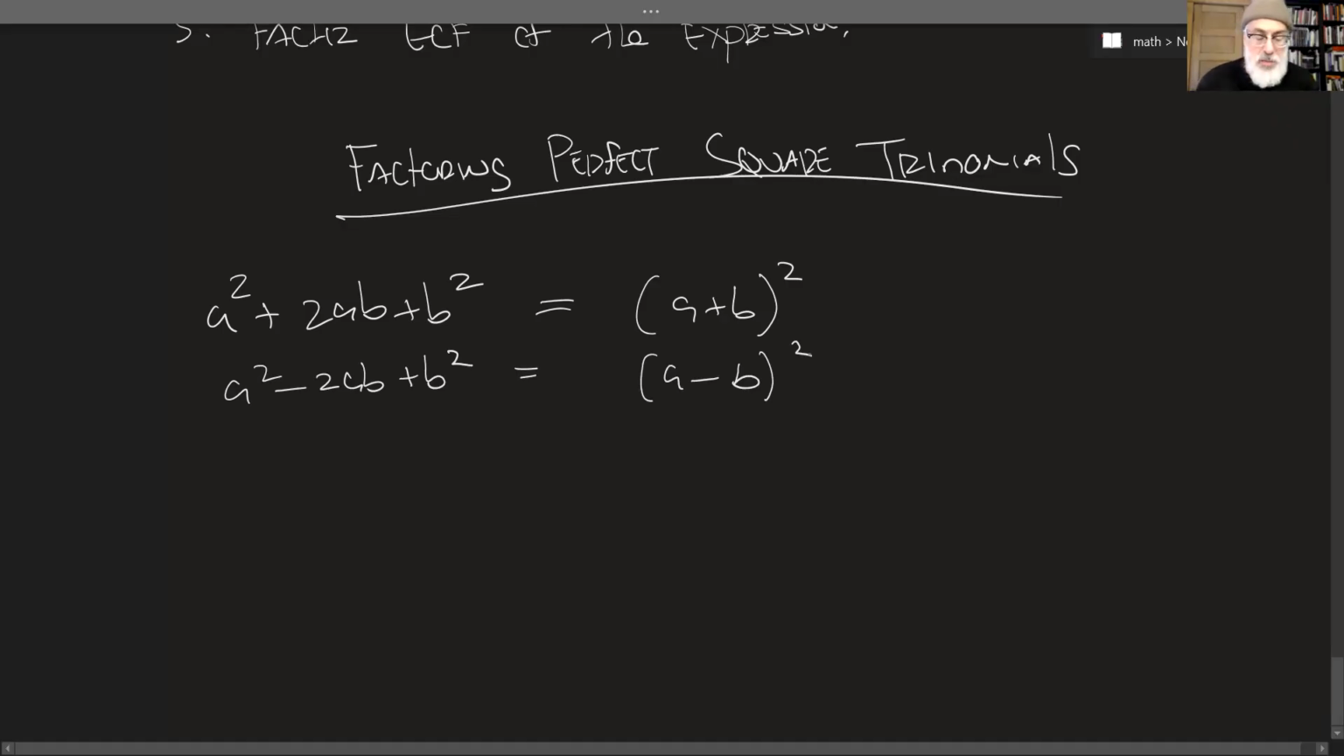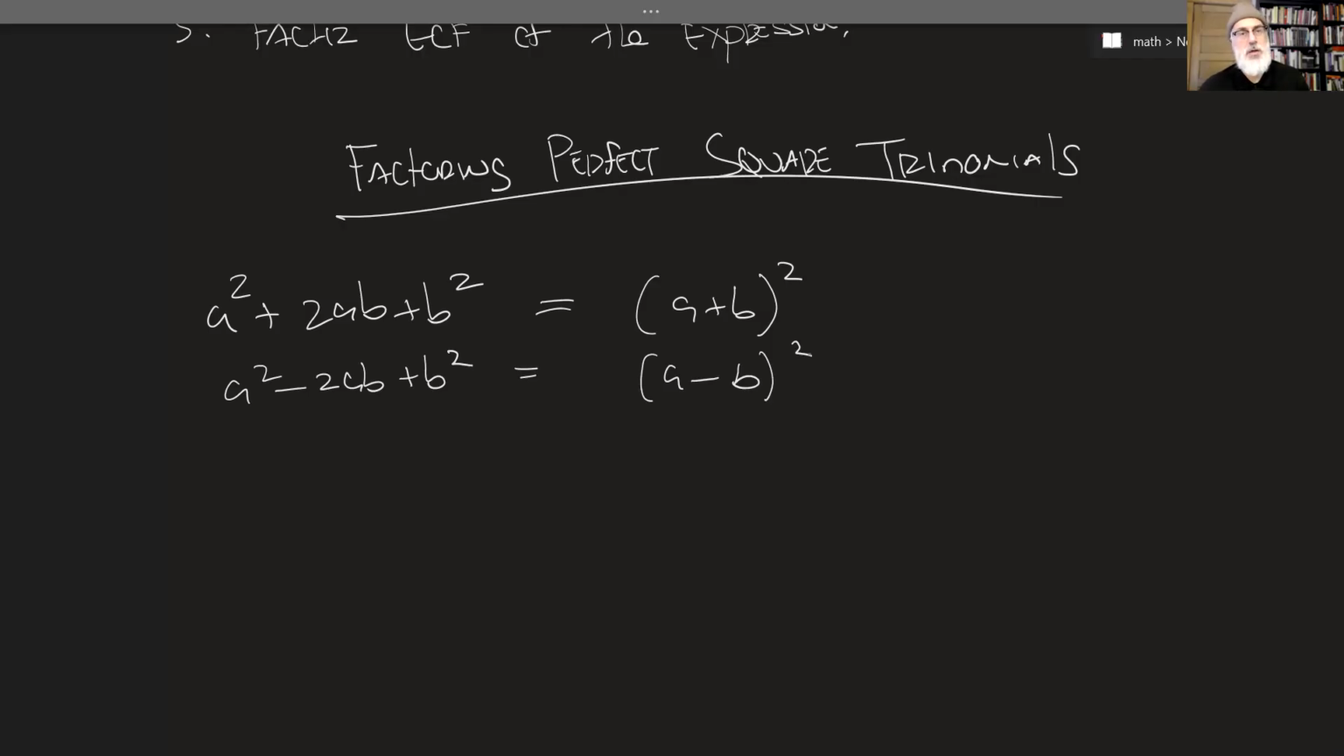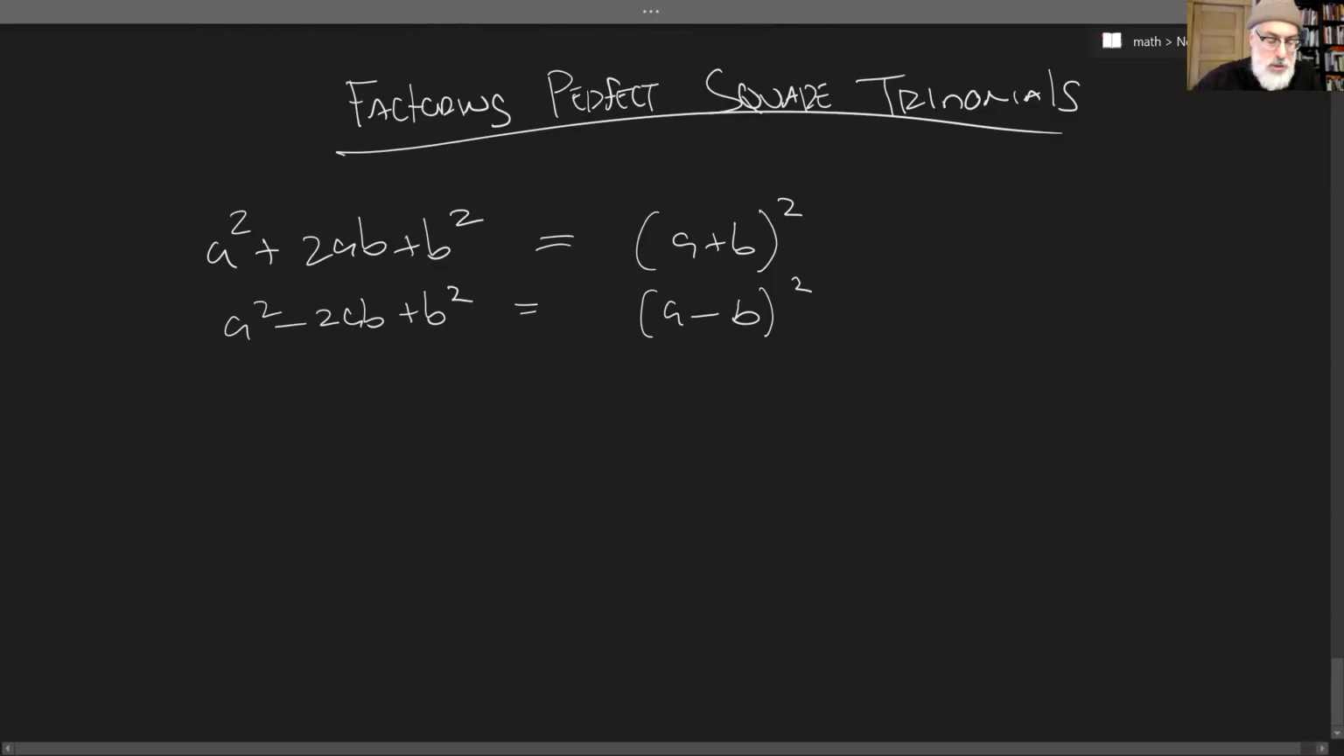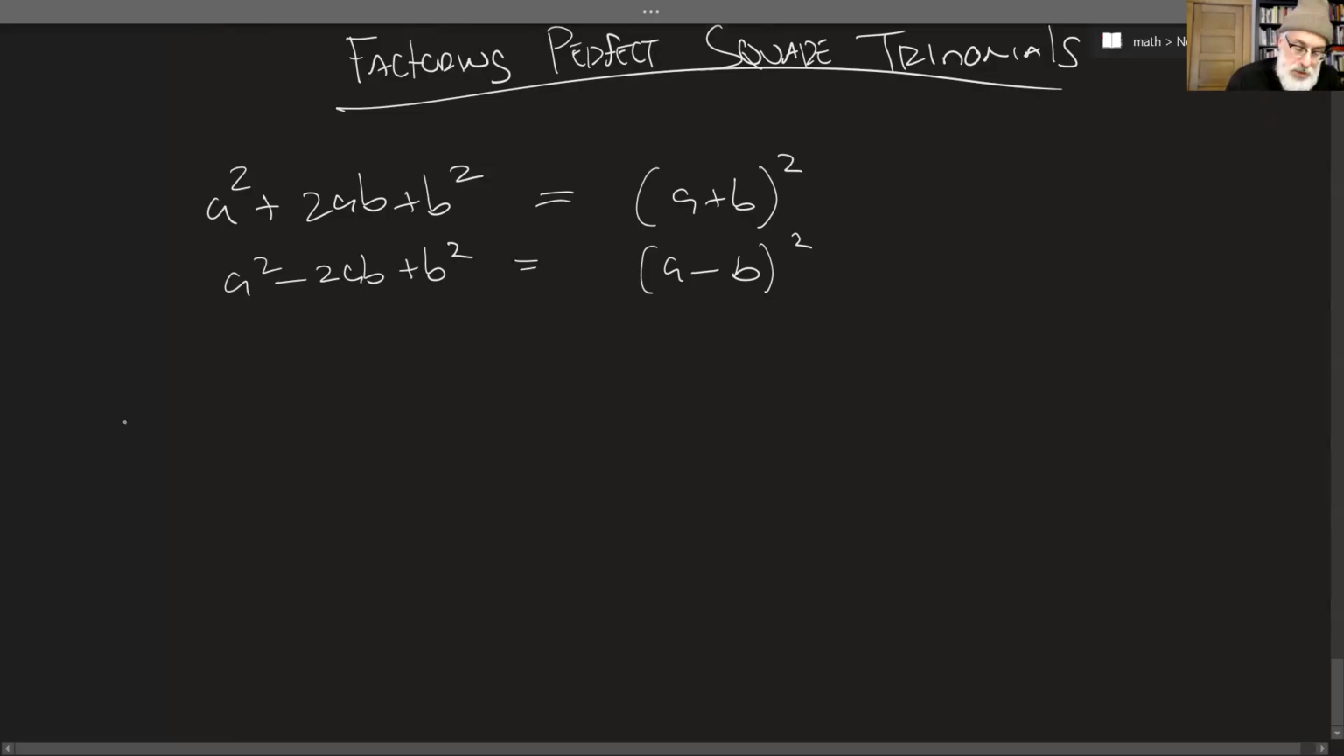A squared plus 2ab plus b squared, we can factor to (a plus b) squared. And a squared minus 2ab plus b squared, we can factor to (a minus b) squared. Now, what does that mean? Well, again, it's determined by the polynomial look. And what do I mean by look?